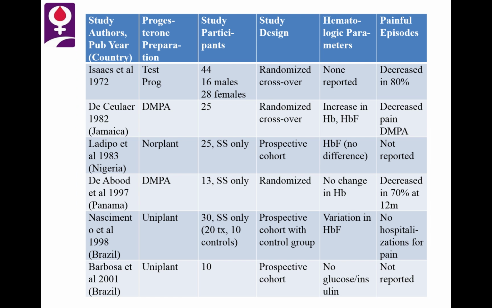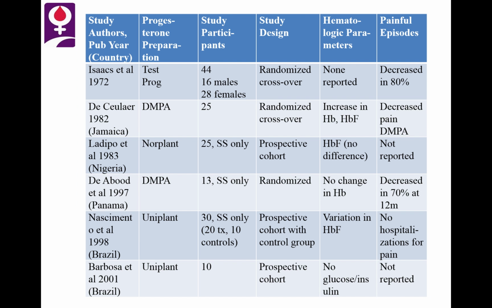The UK group actually reported in a retrospective fashion on 67 women with sickle cell disease for 148 patient years of follow-up, and reported 2 DVTs in that group, and a number of women who experienced increased pain.